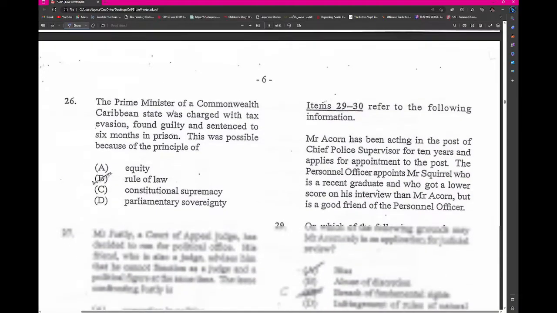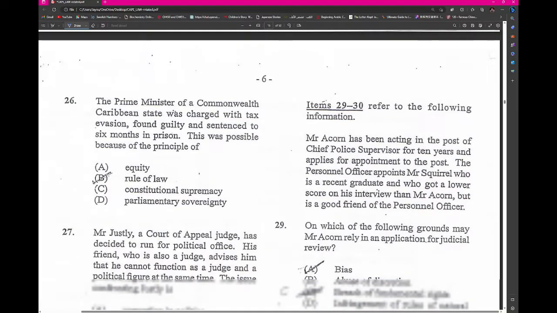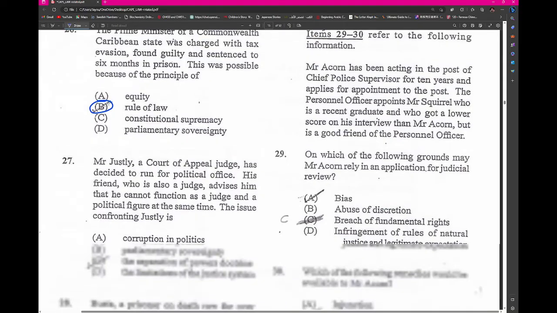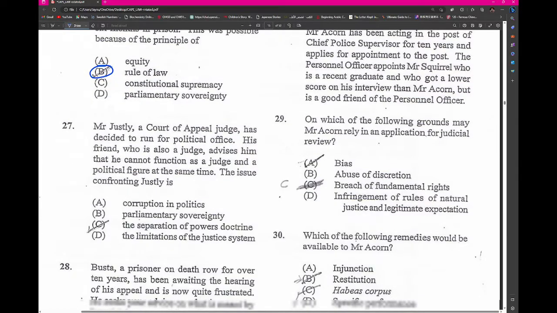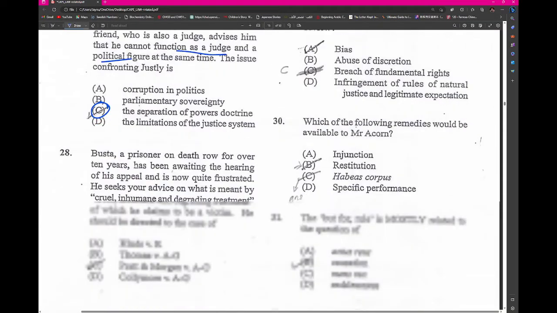The Prime Minister of a Commonwealth Caribbean country has been charged. Mr. Justy, a Court of Appeal judge, has decided to run for political office. His friend, also a judge, advised him that he cannot be a judge and a political figure. Therefore, that is talking about separation of powers.